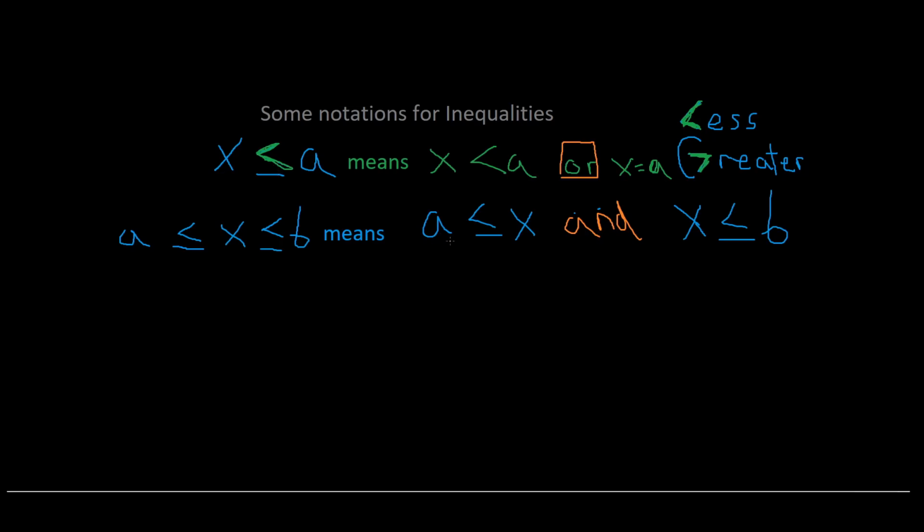This would say a is less than x, or a is equal to x. And this would say x is less than b, or x is equal to b. And so we're not going to break it down anymore. This is good enough, so you can get the idea. 2 is less than or equal to x, which is less than or equal to 1.